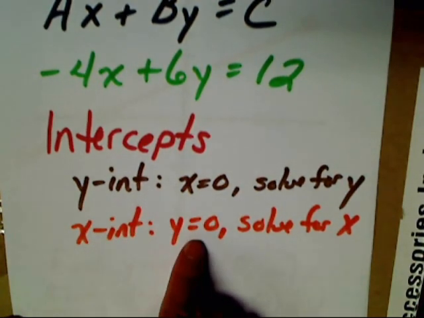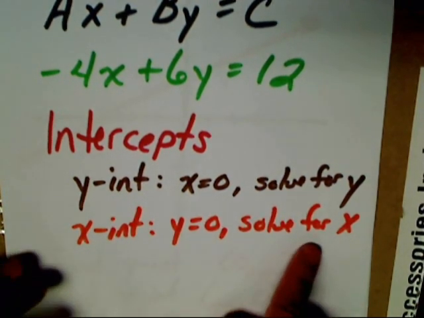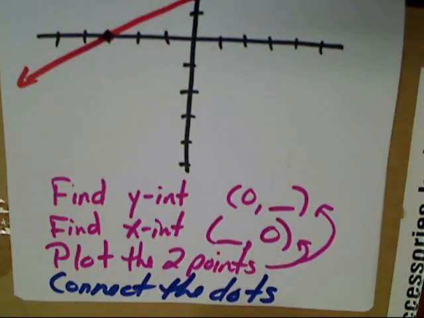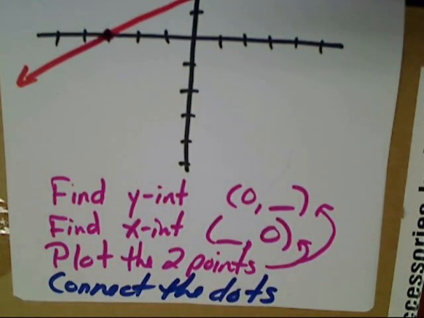Then replace y with 0 and solve for x for the second point. And after you've done that, plot those 2 points and connect the dots. Those are your 3 techniques to graphing.